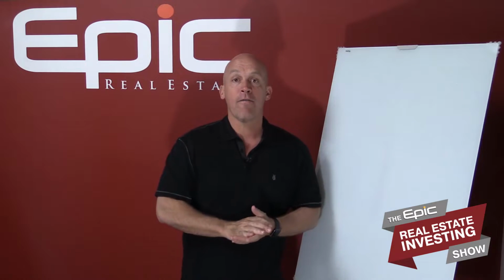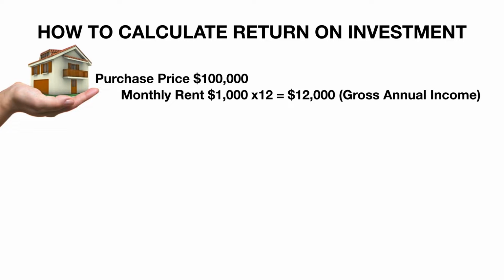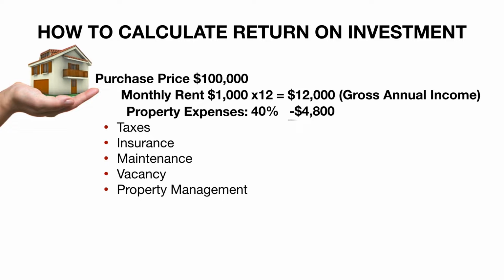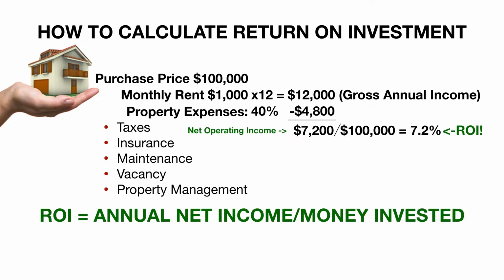Let's say you bought this house right here for $100,000 and it rents for $1,000 per month. Well, multiply that by 12 to get your gross annual income of $12,000. Then we need to subtract the property's expenses. So we've got taxes and insurance and maintenance and vacancy and management. And a good rule of thumb for this is 40%. That's just good, quick and dirty math. And that leaves us with a net operating income of $7,200. So you divide that by what you paid for the property, $100,000, and that would leave you with 7.2%. That's your cash on cash return on your $100,000 investment. That's the calculation. It's ROI equals annual net income divided by the amount of money invested.